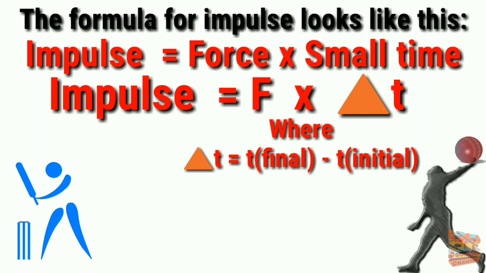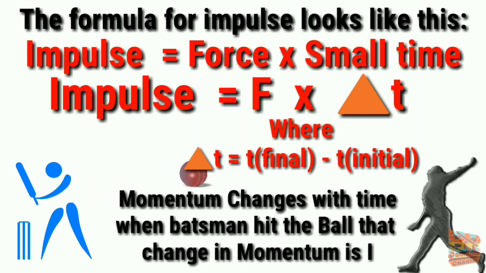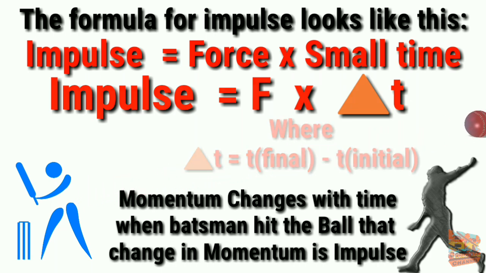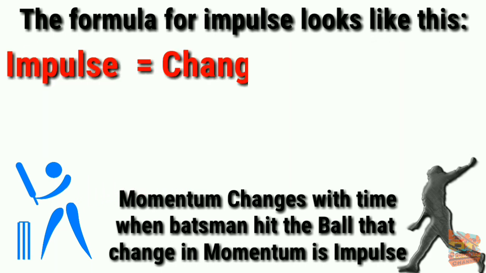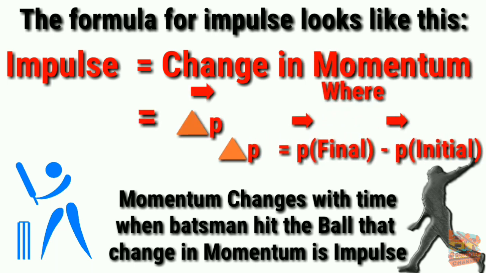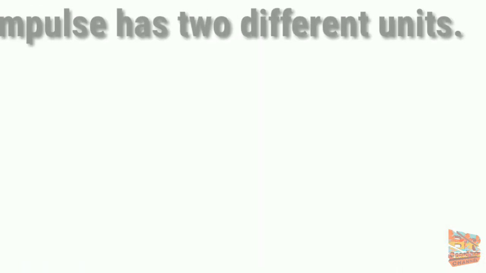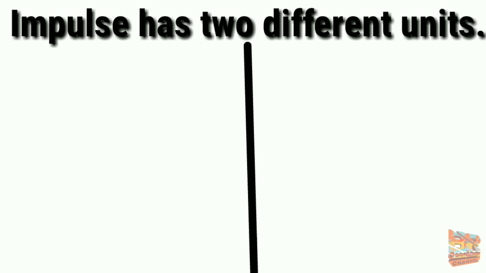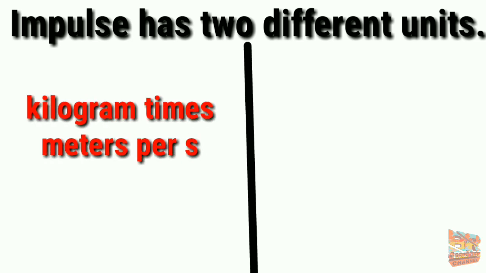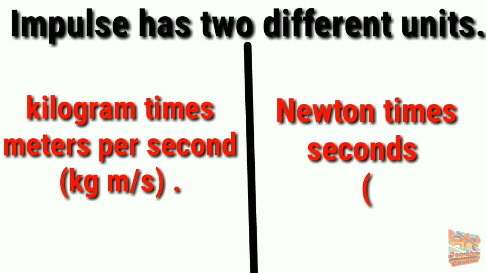This impulse is a measure of how much the momentum changes as a result of a force acting on it for a period of time. An alternative formula for impulse looks like this. Impulse is equal to the change in momentum, that is delta p vector. This formula relates impulse to the change in the momentum of the object. Impulse has two different units, either kilogram meters per second, kg m/s, or newton seconds, N s.